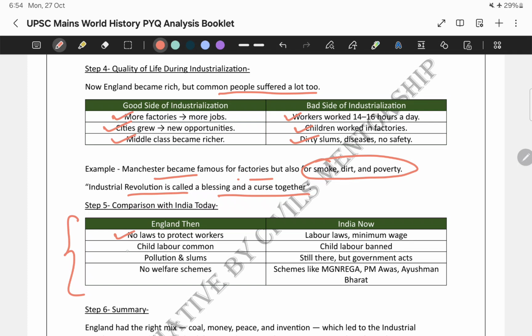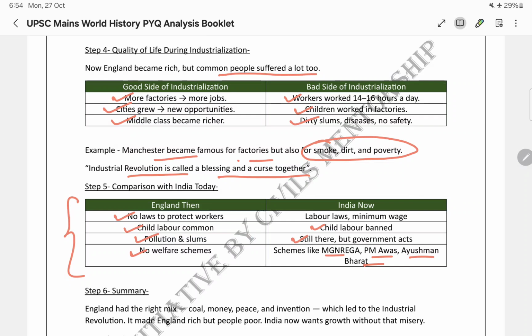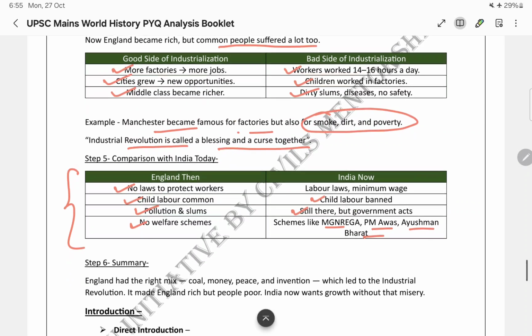Secondly, in England at that time, child labor was common. But in India, child labor is banned. Third, pollution and slums were there. In India, it is still there, but the government is acting on it. Fourthly, there were no welfare schemes for the people of England. But in India, we have schemes like MGNREGA, PM Awas, Ayushman Bharat. In this way you can compare.